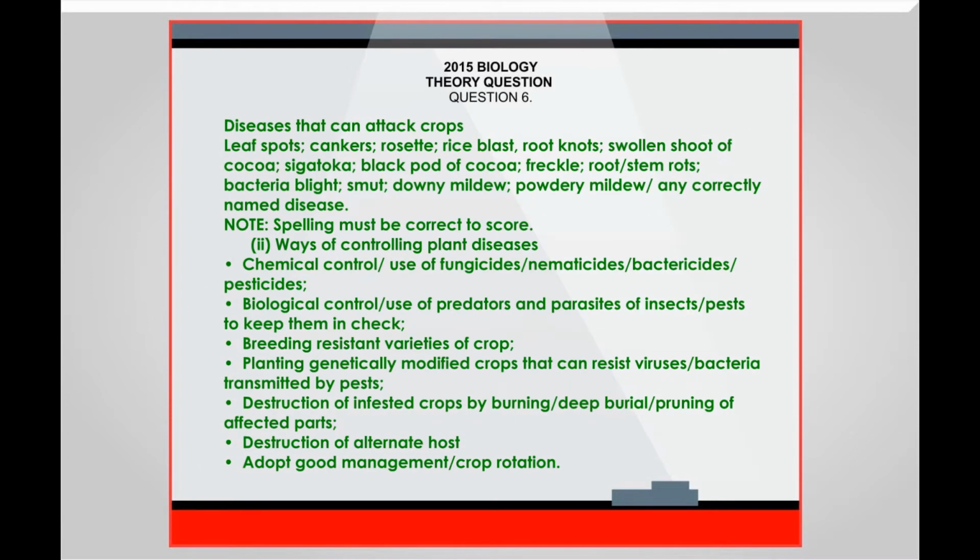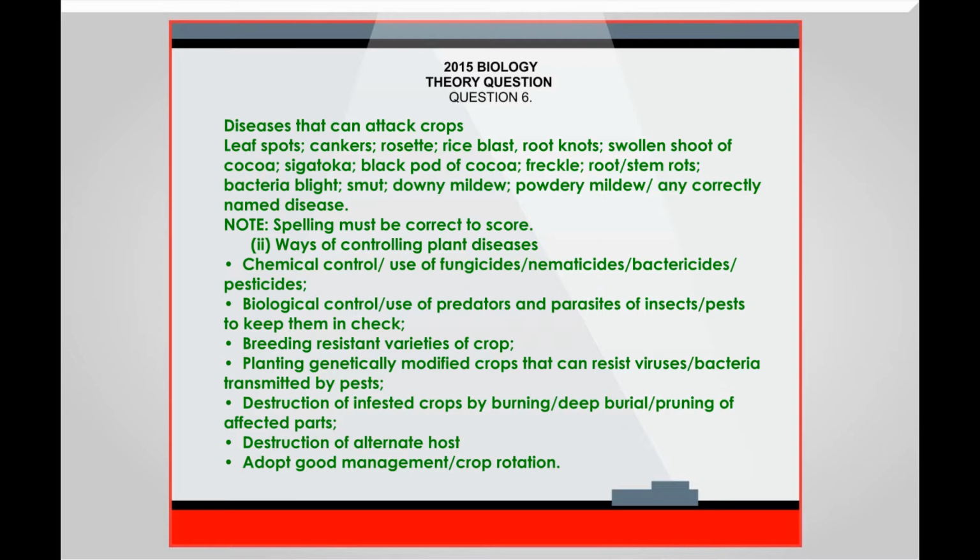Diseases that can attack crops: leaf spots, cankers, rosette, rice blast, root knots, swollen shoots of cocoa, sigatoka, black pod of cocoa, freckle, stem rot, bacterial blight, smut, downy mildew, powdery mildew, any correctly named disease. Note: spelling must be correct to score.